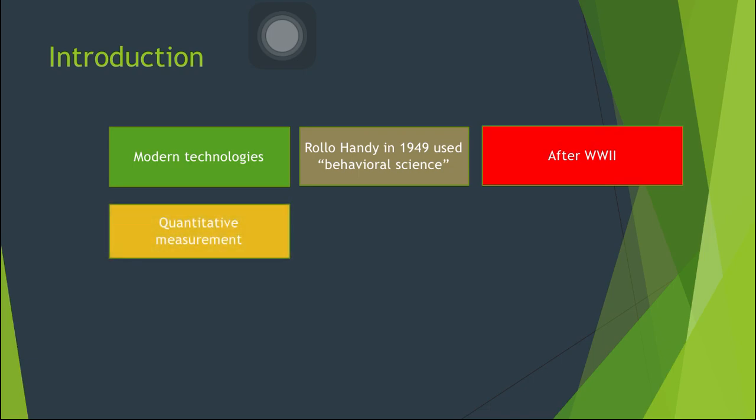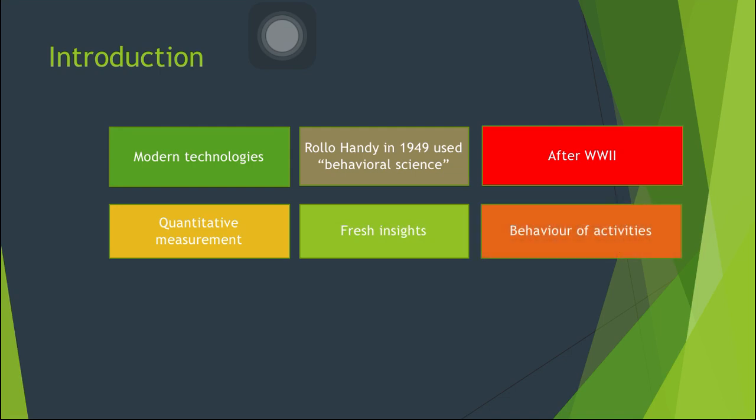Now, it is a quantitative measurement. The behavioral approach lays emphasis on quantitative measurement of the behavior or activities of the individual in political life and relations. And it is a fresh insight, the modern one, the new one. It discusses the behavior or activities of individuals in their political lives and their relations. So it is micro political. It studies mostly the micro political behavior of the individuals in political systems.